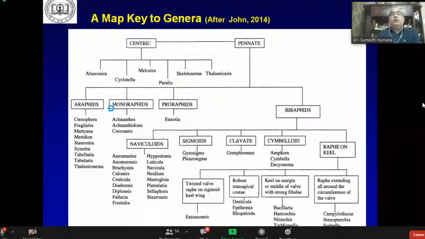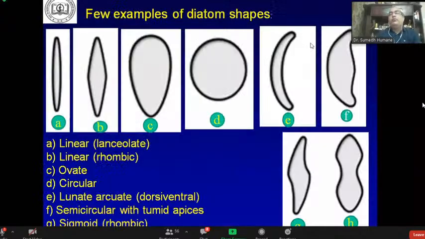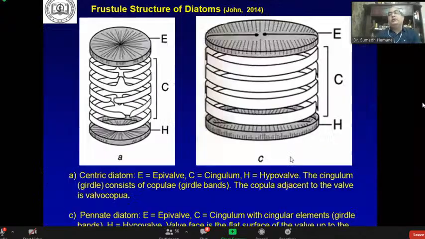Now, when you talk about the raphe on the diatom valve, when you have the raphe present in both valves of the diatom, it is called a biraphid diatom. Sometimes in some varieties you have the raphe in a single valve. I'm going to show you the figure also. It is called a monoraphid diatom. Whereas some species don't have the raphe at all. They are referred to as araphid diatoms.